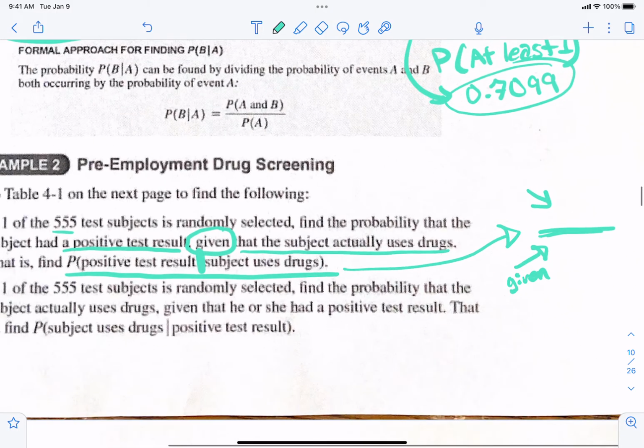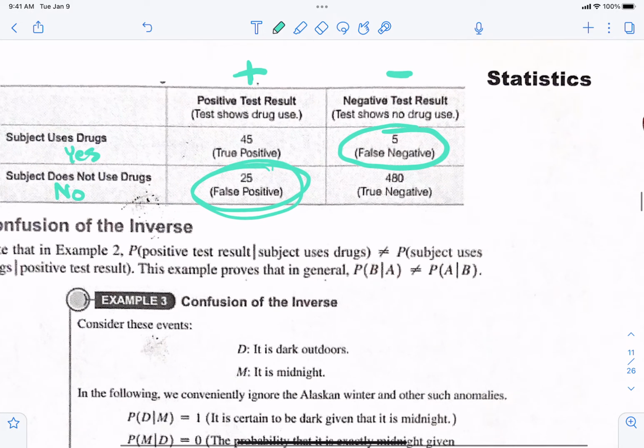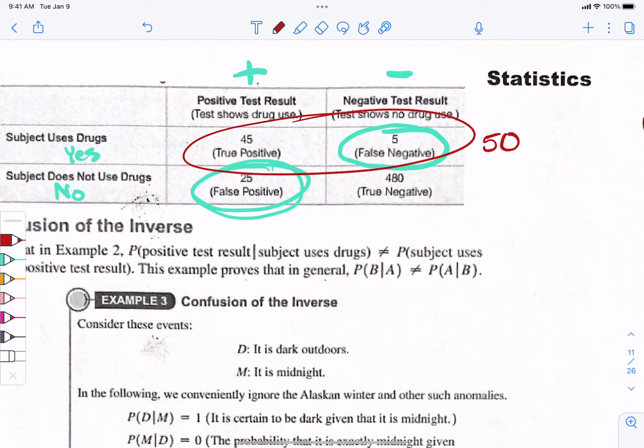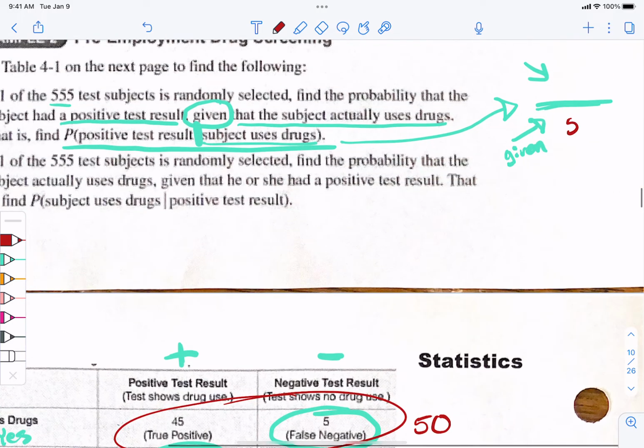So we are given the subject uses drugs. Out of this table, who uses drugs? There are 50 people that use drugs. These 50 across here, let me circle. 50 across here use drugs, regardless of how they test. There are 50 people that use drugs. That is my bottom number.